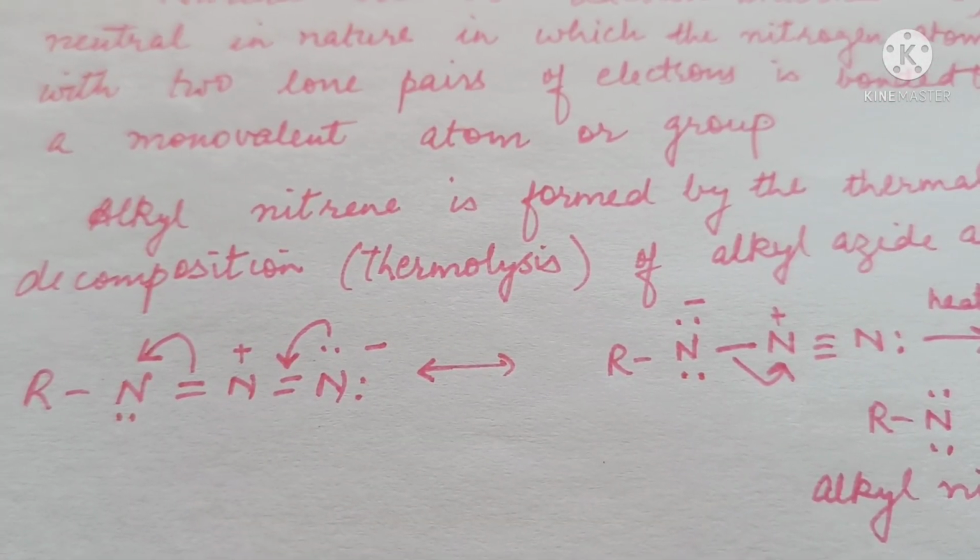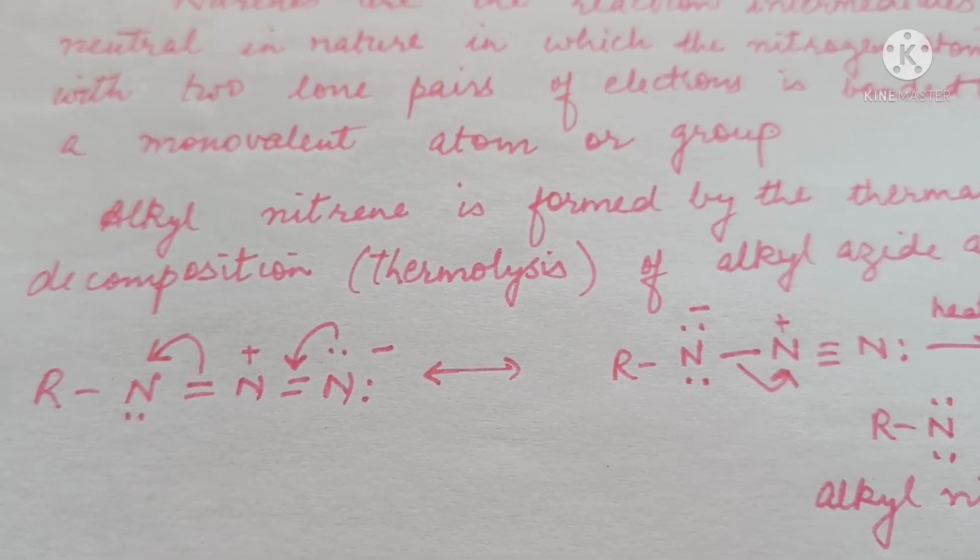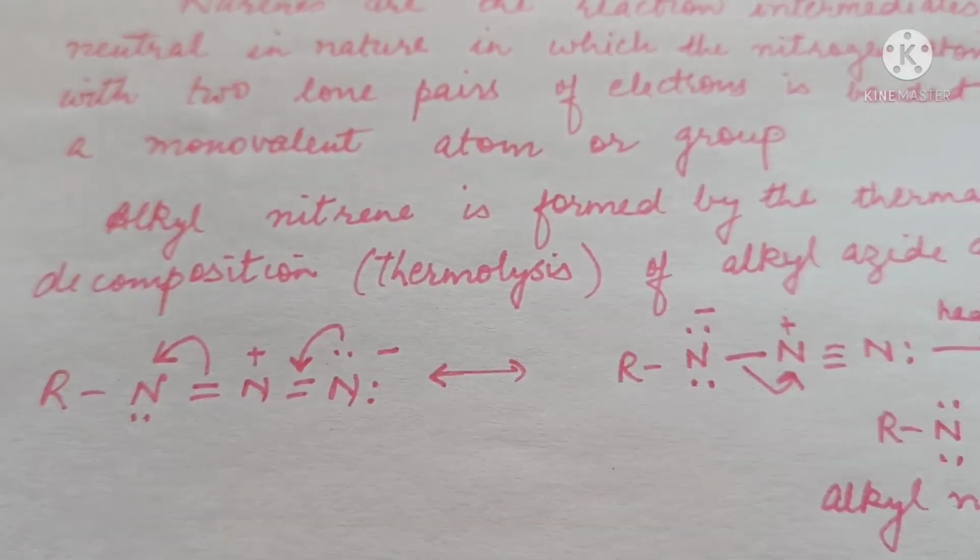Carbenes and nitrenes are reaction intermediates, reactive in nature, and immediately react to form products.